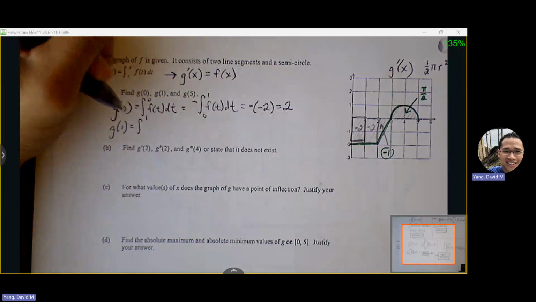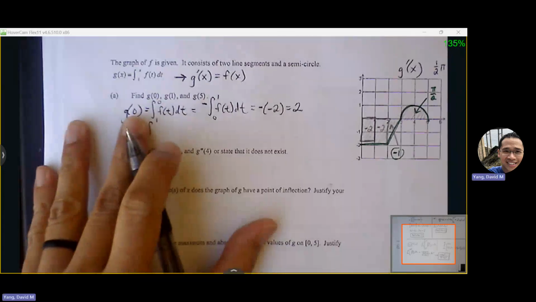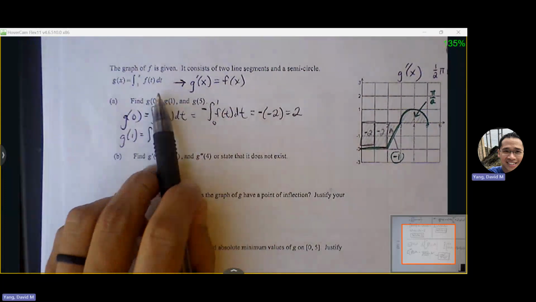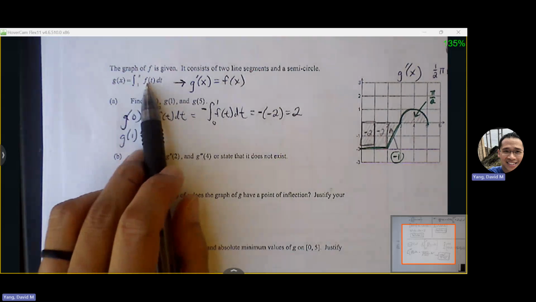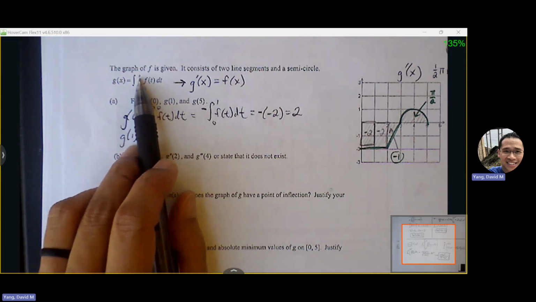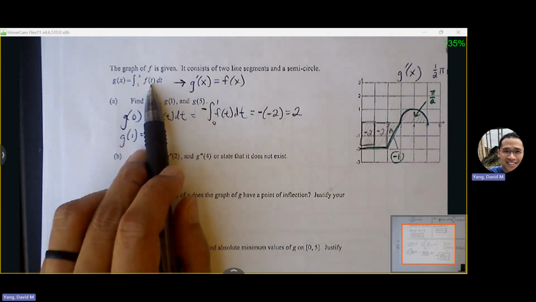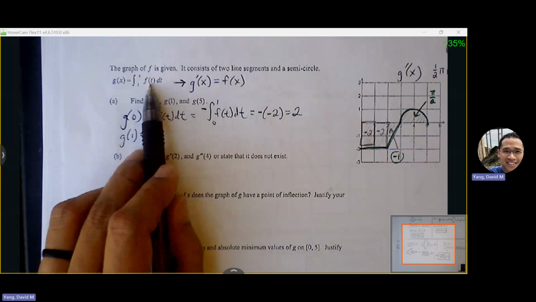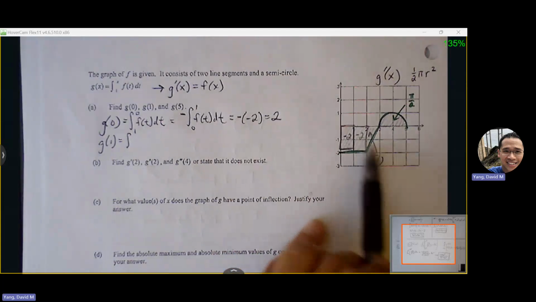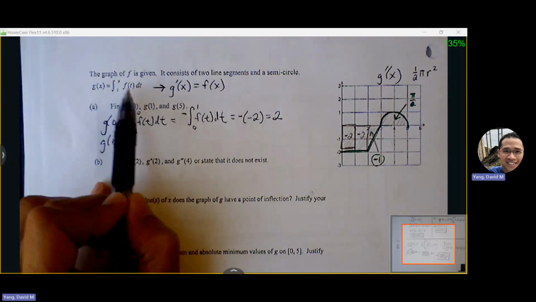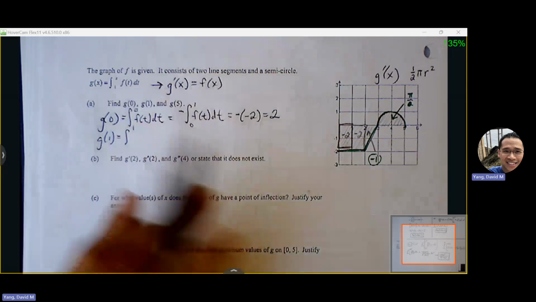Why are we using t? G of x and f of x. Why is the f of t fit in g of x? Typically this is what happens whenever a bound has a variable. They use a different variable so it doesn't conflict. But ultimately this is going to turn into f of x. We can think of this as f of t or f of x. But this is notation where if there is an upper bound variable, the expression will usually use t.